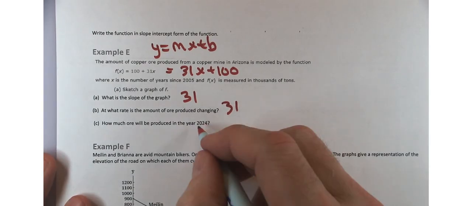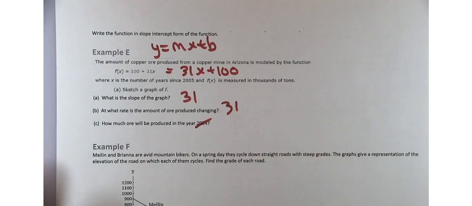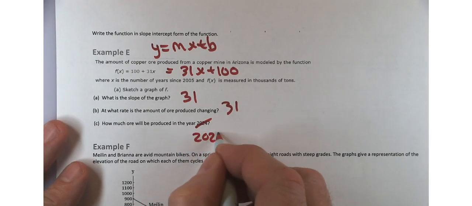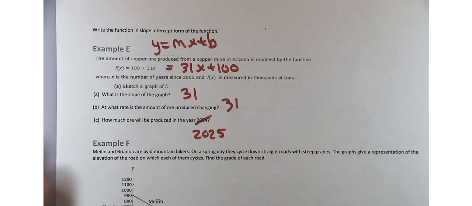And let's just change this up a little bit. How much ore is going to be produced in the year 2025? How would I figure that out? Dylan, any suggestions? Someone want to help out? How would I figure out how much ore is going to be produced in the year 2025?